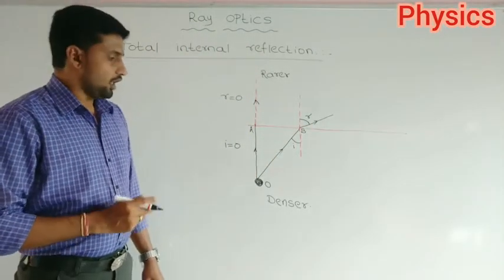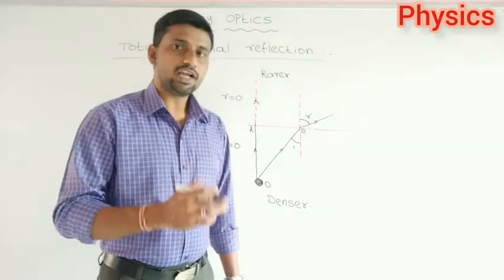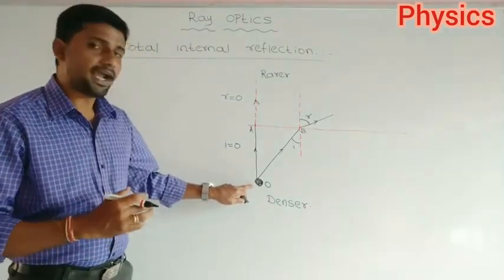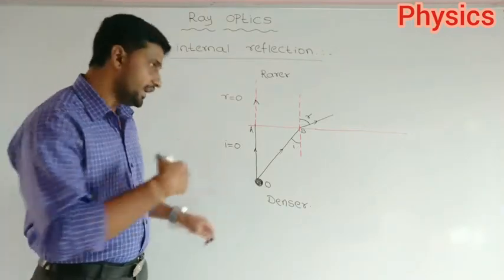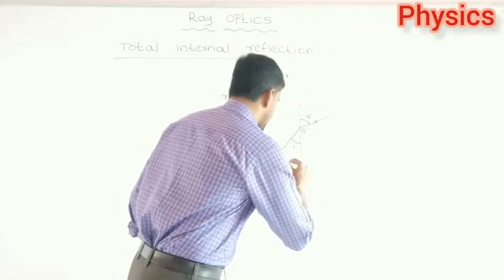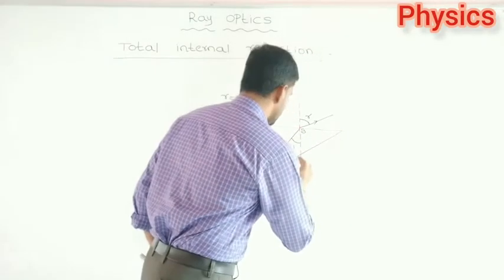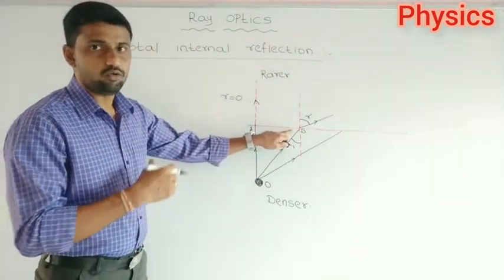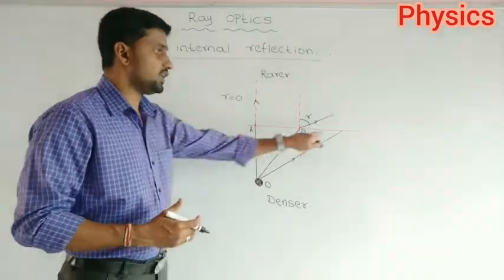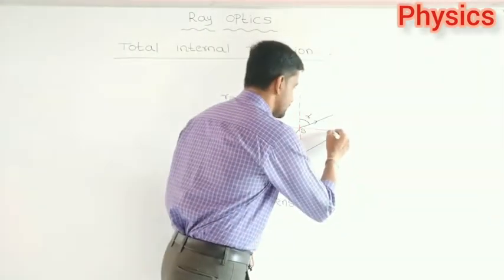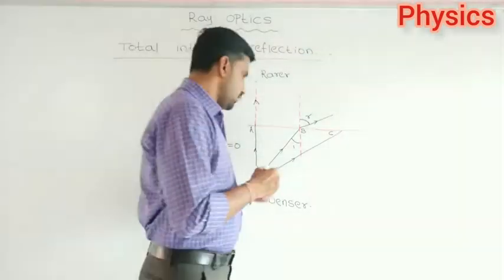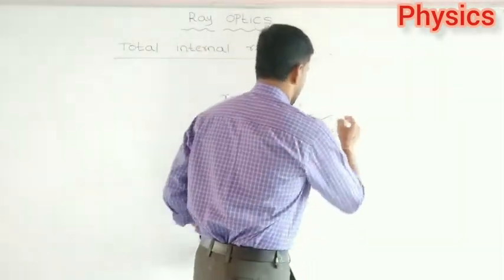Now I am going to take another ray of light coming out from this object. Now the angle of incidence is increased. That means compared to the incident ray OB, the other ray, which I am taking as OC, has a larger angle. Now again I am drawing one normal.